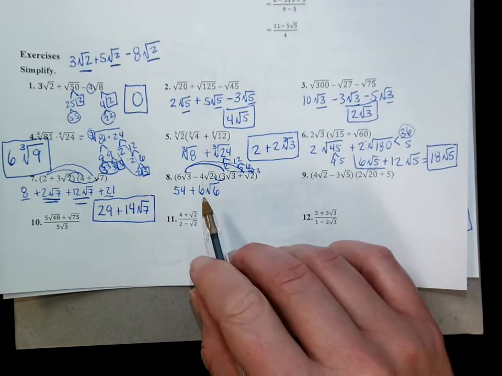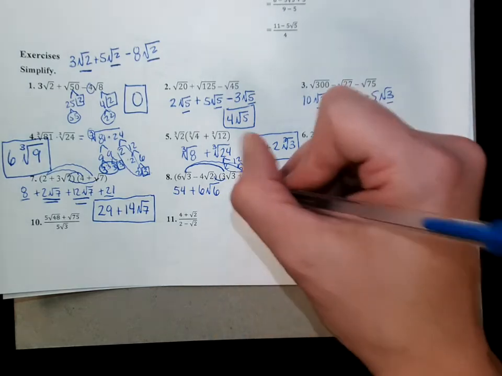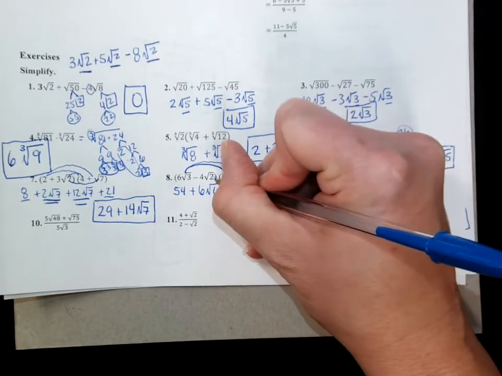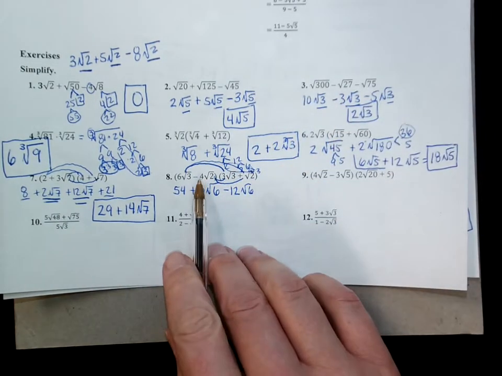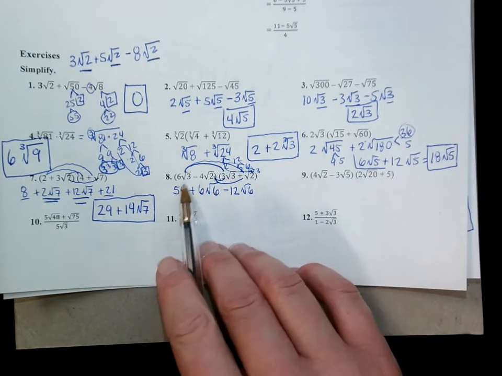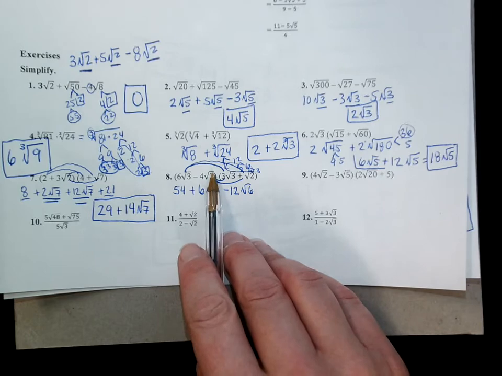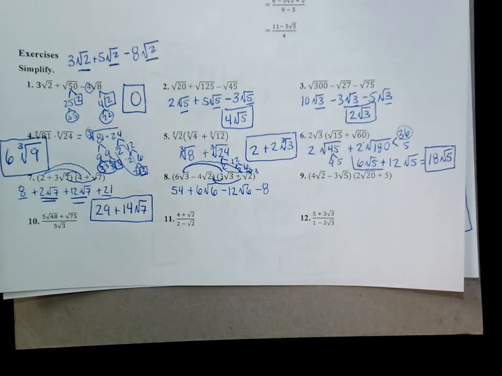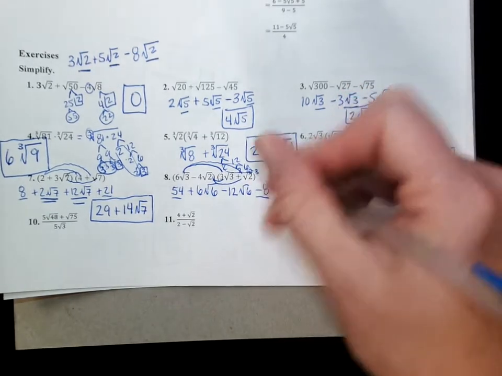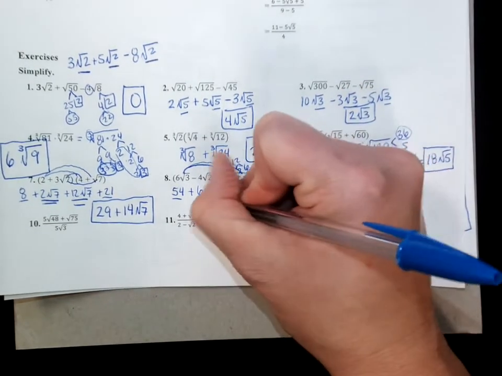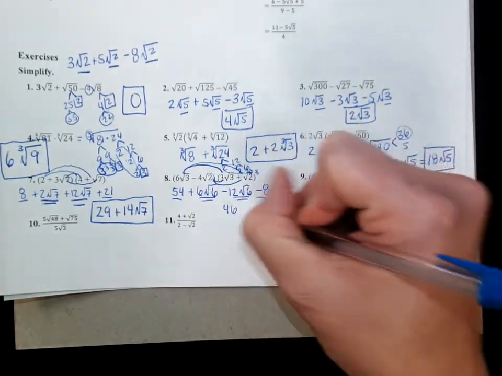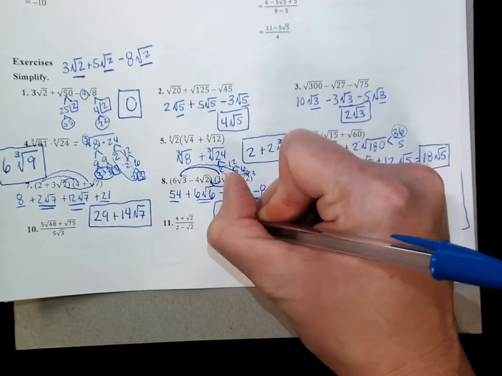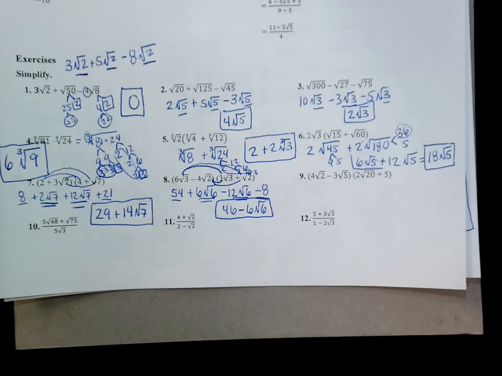Negative 4 square roots of 2 times 3 square roots of 3 is a negative 12 square roots of 6. Negative 4 square roots of 2 times the square root of 2. Again, that's negative 4 times 2, or negative 8. Again, I could simplify this by combining like terms. 54 minus 8 is 46. 6 square roots of 6 minus 12 square roots of 6 is a negative 6 square roots of 6. And again, that is as simplified as that question can get.